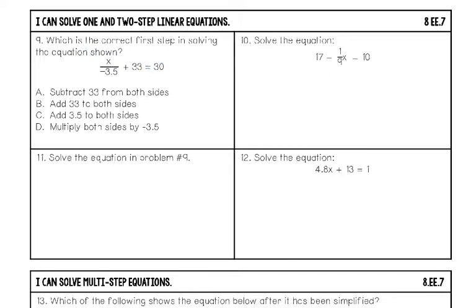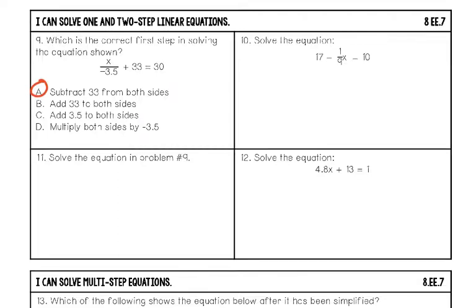This one says, what's the correct first step in solving the equation? So let's think about what's being done to x. If you knew what x was, you would divide it by negative 3.5, then you would add 33. So the first thing you should do whenever you're solving the equation is get rid of that plus 33. You get rid of a plus 33 by subtracting 33. So it should be to subtract 33 from both sides, A.